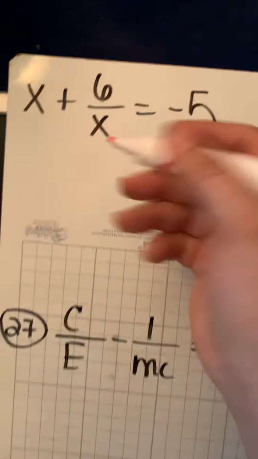Combine onto one side, so set it equal to 0. X squared plus 5x plus 6 equals 0. And then we are going to factor. Factors of 6, if I add them, they give me 5: 3 and 2.